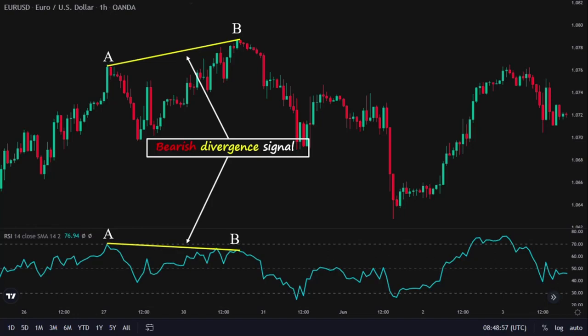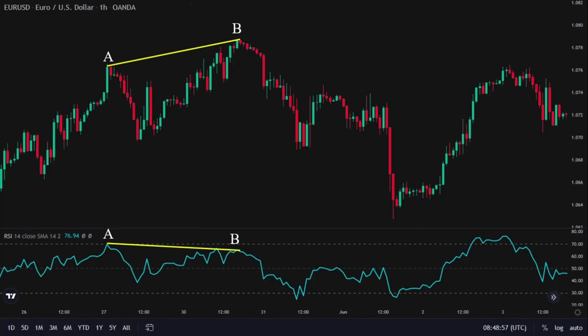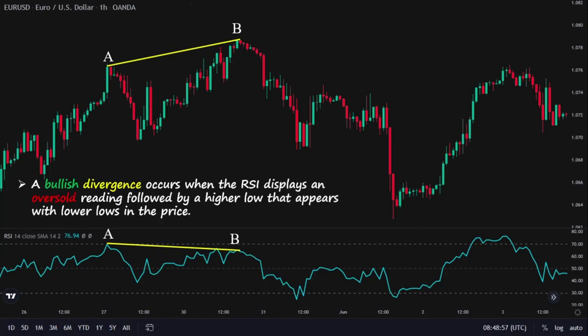So, the RSI shows us a bearish divergence signal. Second is the bullish divergence. A bullish divergence occurs when the RSI displays an oversold reading followed by a higher low, which appears with lower lows in the price. This may indicate rising bullish momentum, and a break above oversold territory could be used to trigger a new long position.